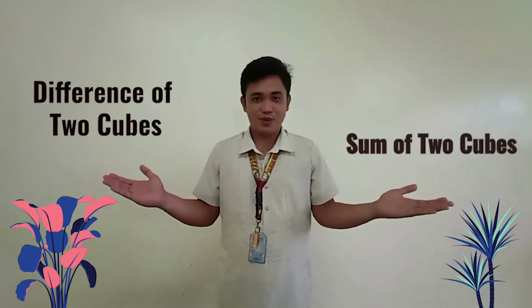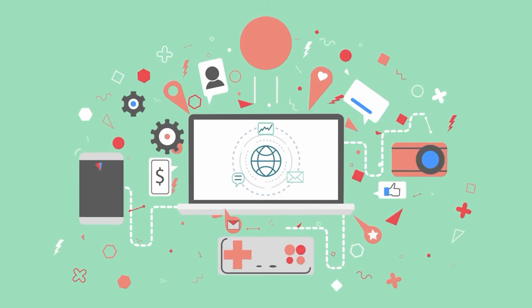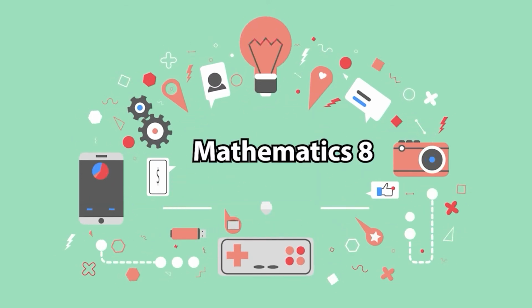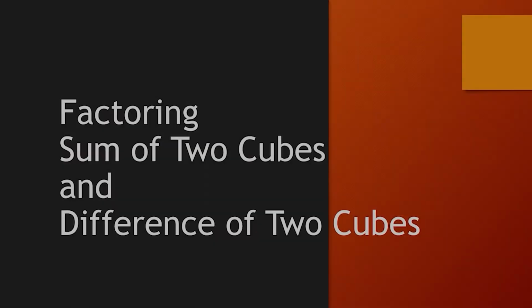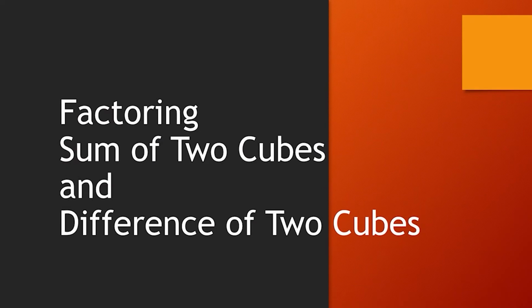There are cases that we factor polynomials in different ways. Like for example, the sum and difference of two cubes. And there are trinomials with varying signs to consider. So from finding the factors of difference of two squares, let's learn how to find the factors of sum and difference of two cubes. Factoring sum of two cubes and difference of two cubes.